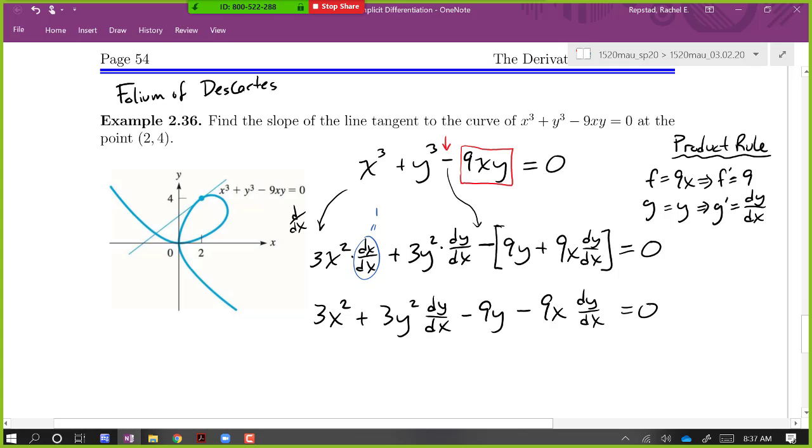So we don't have any dy/dx's trapped in parentheses right now. And I think that means all of our terms are on the left side, so we're ready to isolate that dy/dx term. Why don't we go ahead and subtract 3x squared and add 9y to both sides.